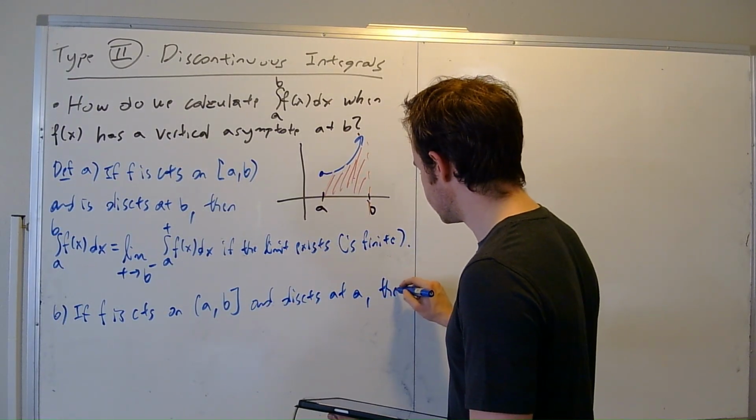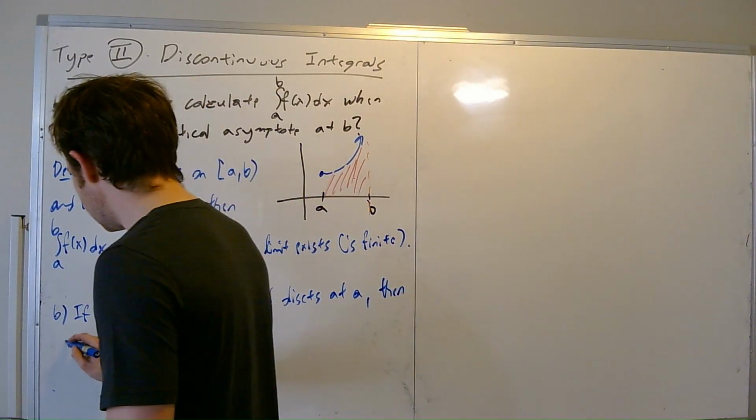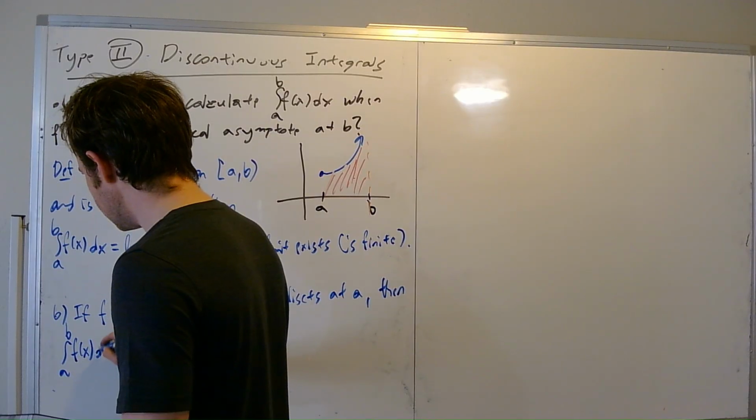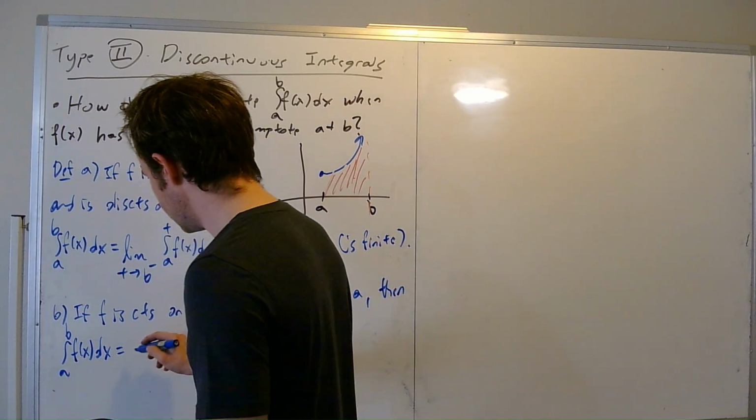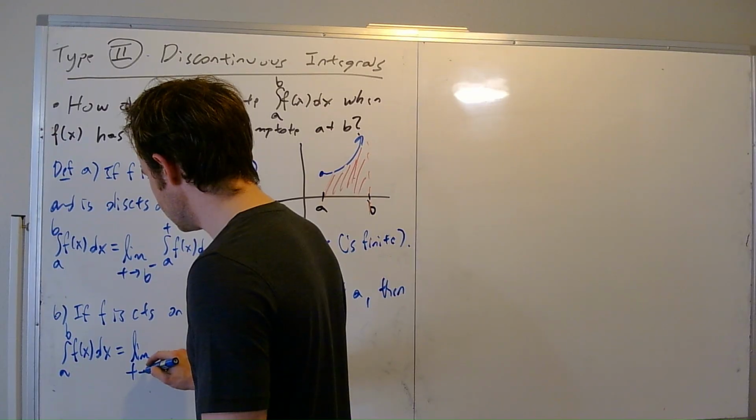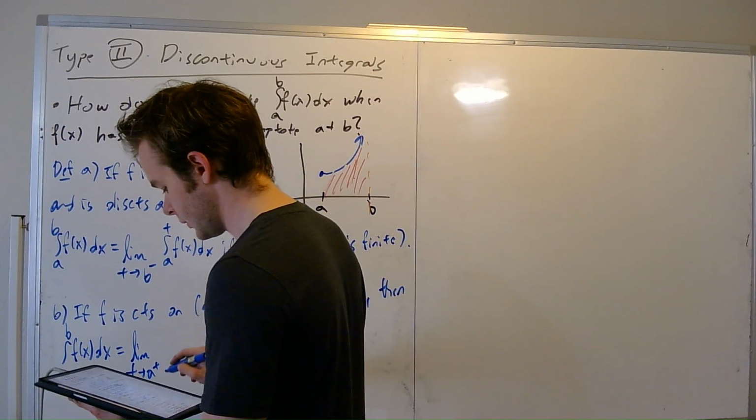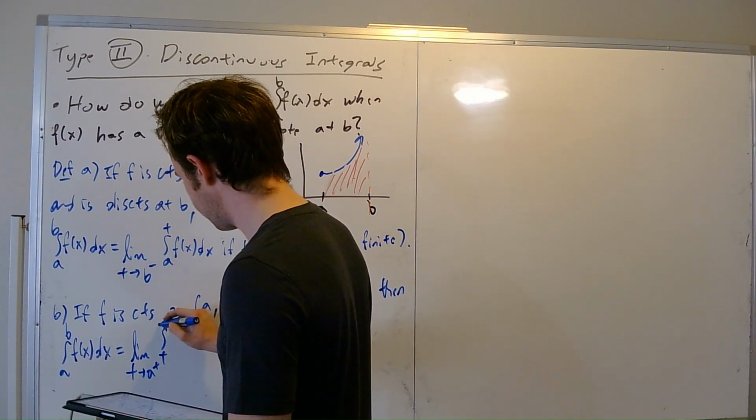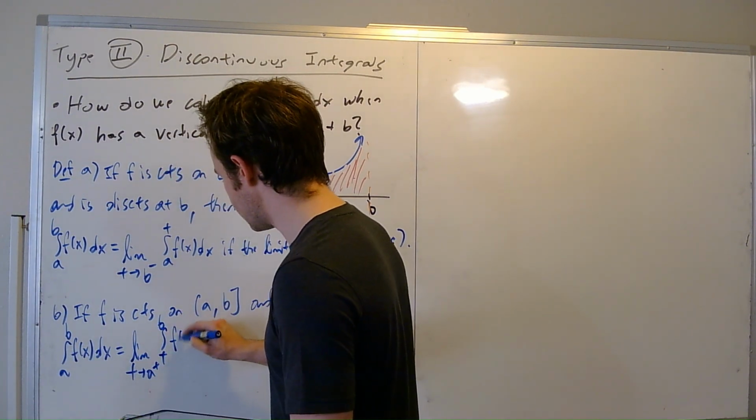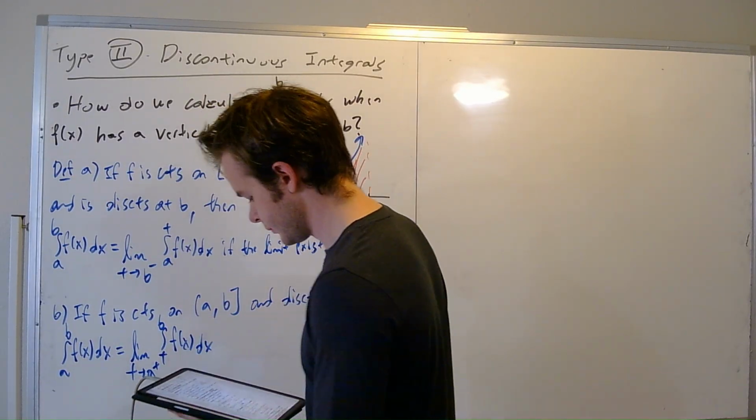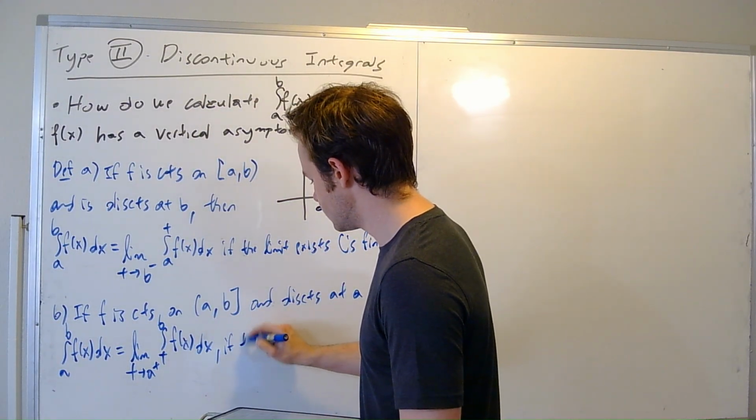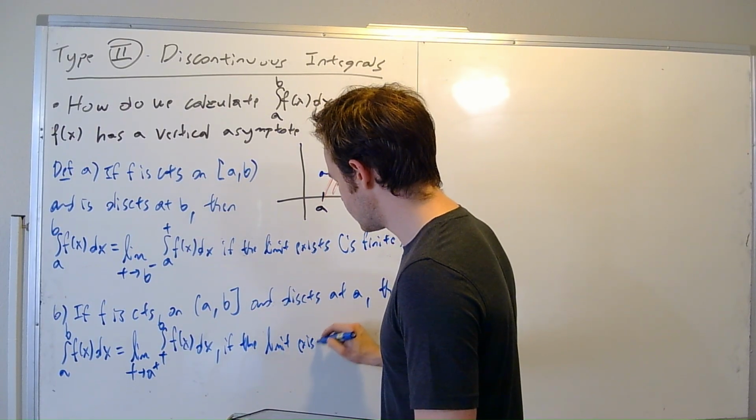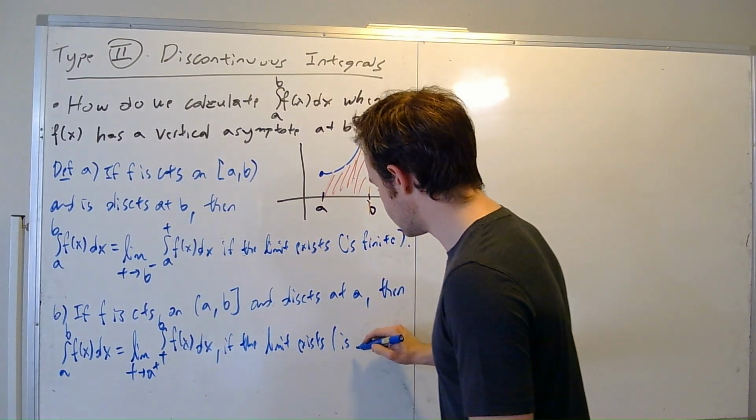then the integral from a to b of f of x dx equals the limit as t goes towards a from the right of the integral from t to b of f of x dx, if the limit exists, meaning it is finite.